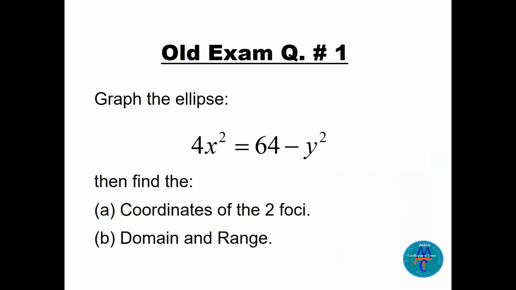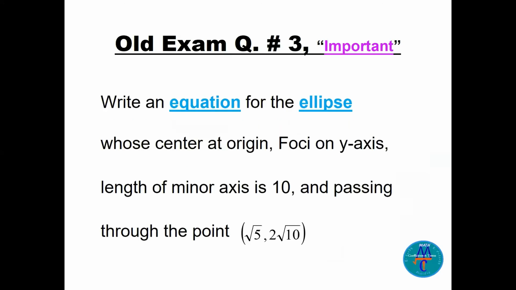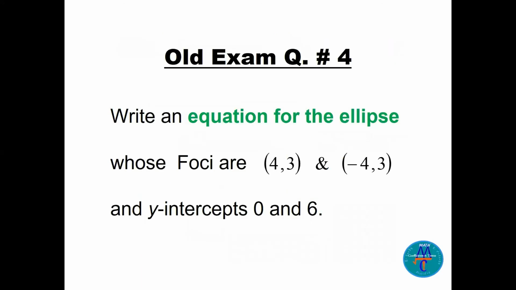We have question number 1, graph the ellipse, find the coordinates of the foci. Find the eccentricity of the ellipse given the foci passing through the point 3 and 1. Find the equation of the ellipse with this information on the minor axis passing through the point square root of 5 to square root of 10. Find an equation of the ellipse foci 4, 3 minus 4, 3 and y-intercepts 0 and 6. This is really nice. Question number 4.